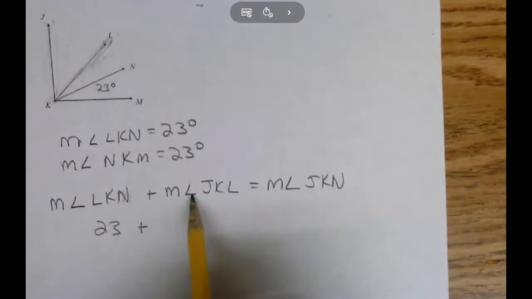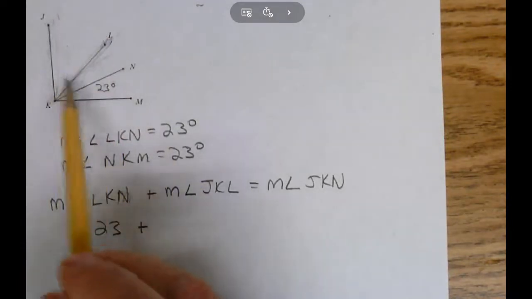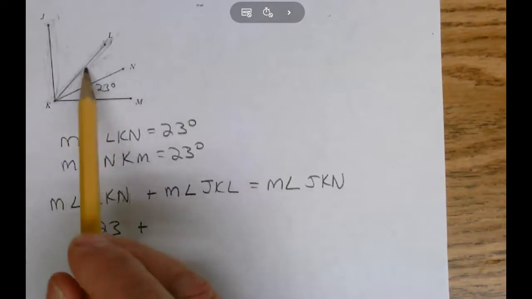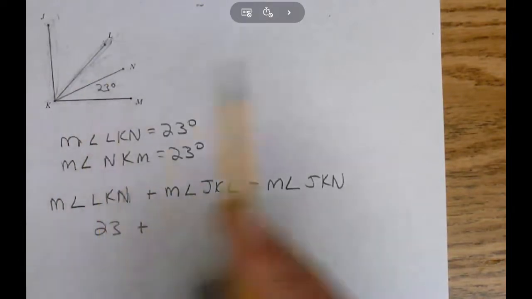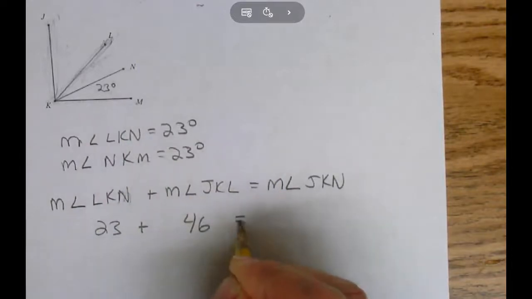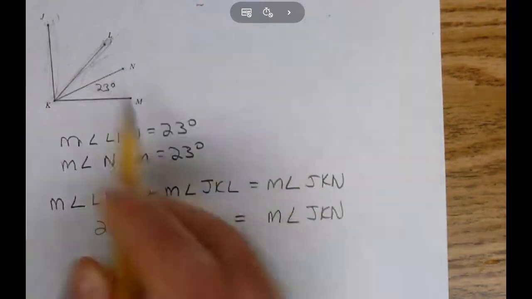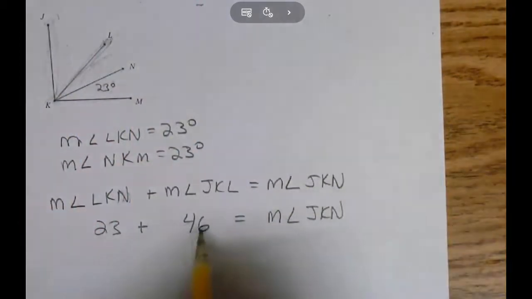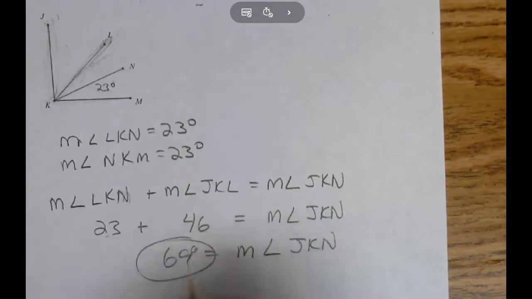Do we know the measure of angle JKL? Okay. We kind of do, right? Because we know that this is a bisector, and we know that these two are equal to each other. So we know it's 23 plus 23 is 46. And then that will give us the measure of angle JKN, which is this whole thing. So we just take 23 plus 46, 69, equals the measure of angle JKN. And that's your answer, 69 degrees.